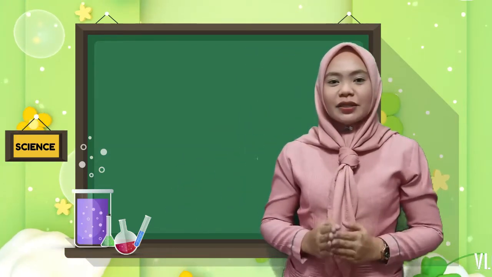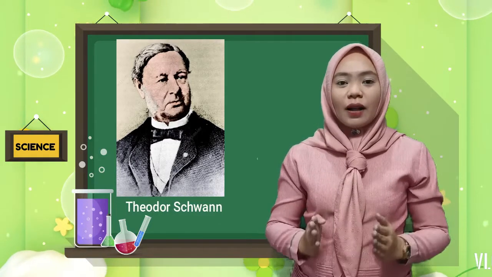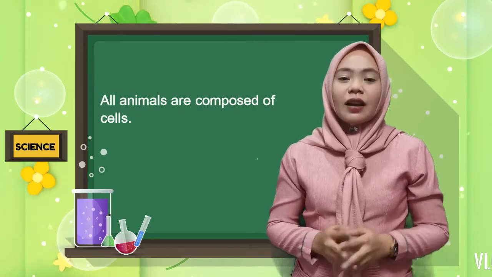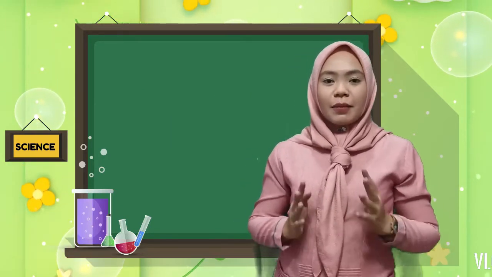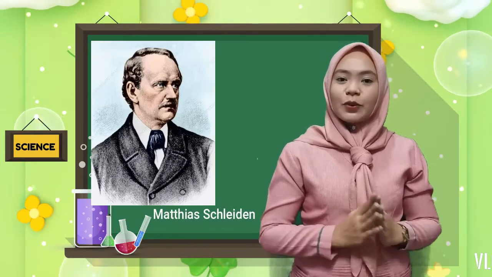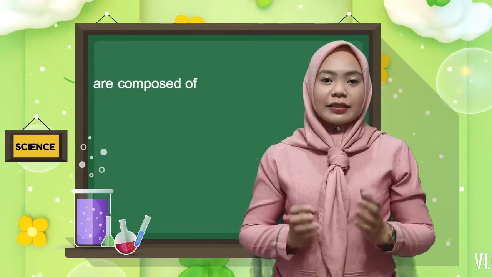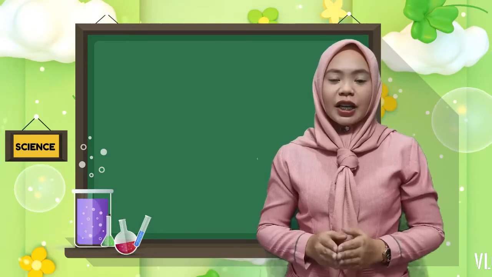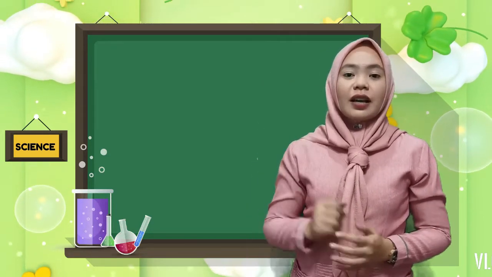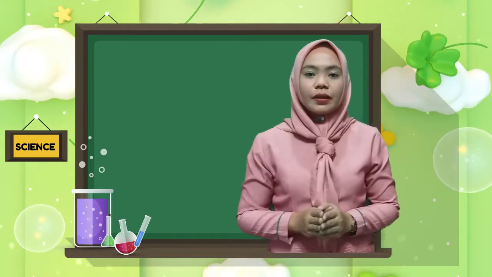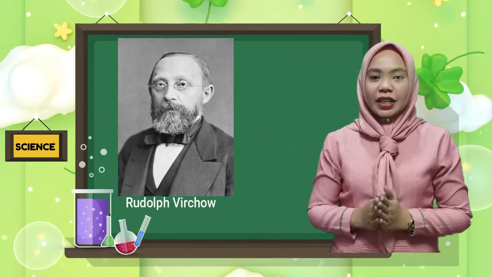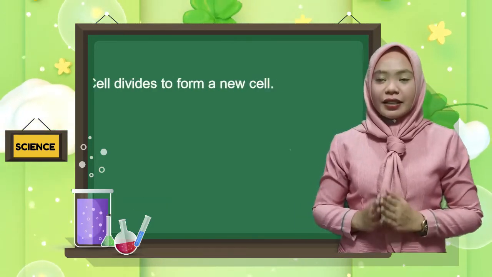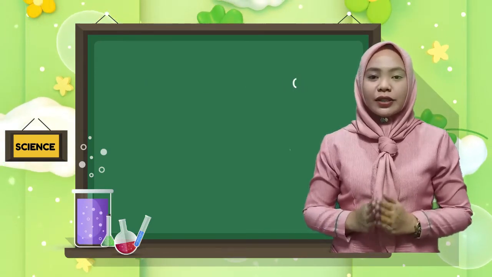Theodor Schwann is a German zoologist who conceptualized that all animals are composed of cells, thus making it the basic unit of life. Another German botanist named Matthias Schleiden also conceptualized that all plants are composed of cells. These 2 German scientists contributed a big chunk in the formulation of the first and the second postulates of the cell theory. Rudolf Virchow is a German physician. He was the scientist behind the third postulate of the cell theory. It states that a cell divides to form a new cell.